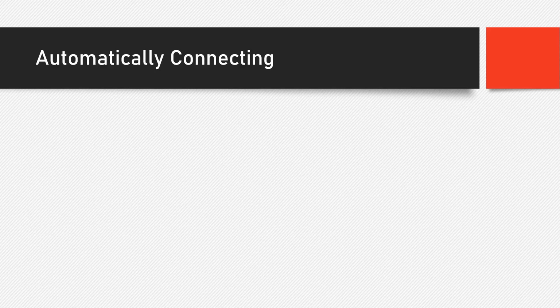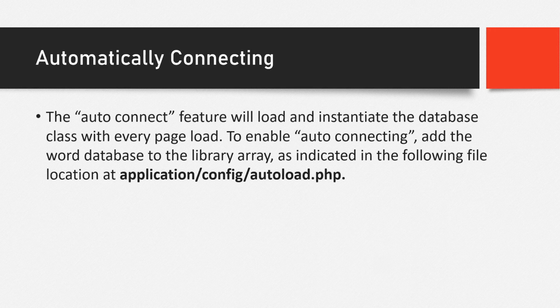Okay, now let's talk about the other way, which is the automatically connecting. The auto-connect feature will load and instantiate the database class with every page load. To enable auto-connecting, add the word database to the libraries array as indicated in the following file location: application/config/autoload.php.